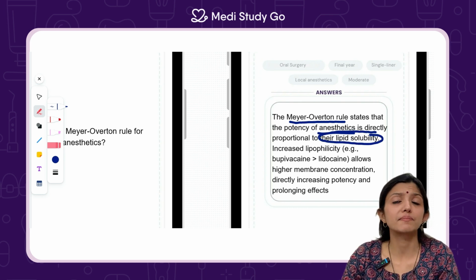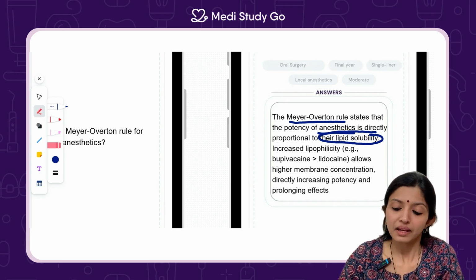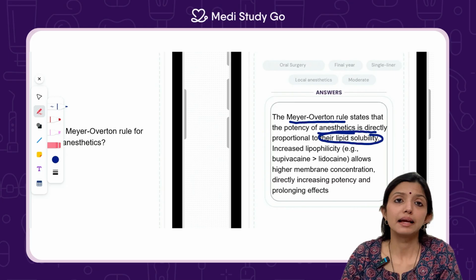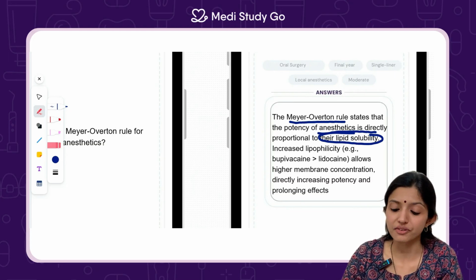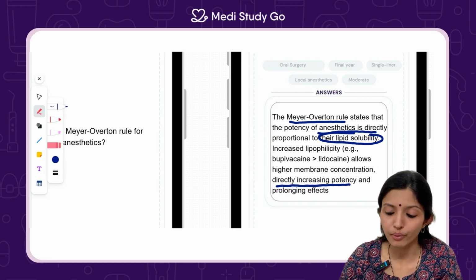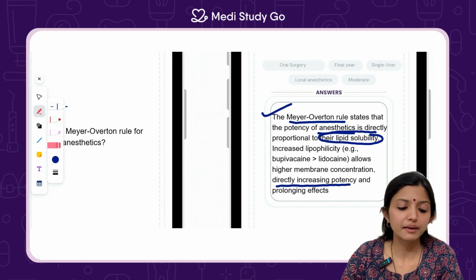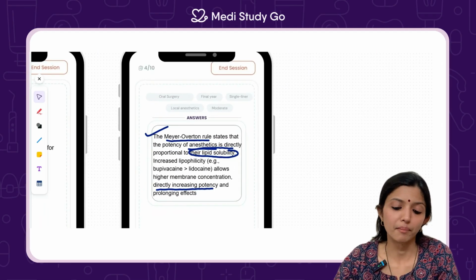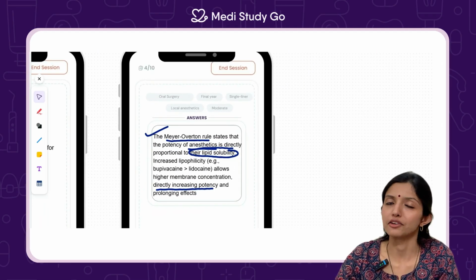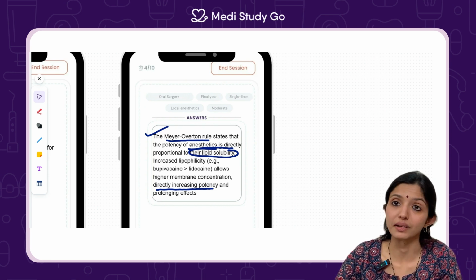And I have already explained this to you, that the more lipid loving the drug is, the more the drug binds to the lipid, it will increase its dissolution and it will have a higher membrane concentration, directly increasing the potency. So this is an important question. Kindly remember it for your MCQ and NEET exams as well. The Meyer Overton rule, which states that the potency of anesthetics is directly proportional to their lipid solubility.